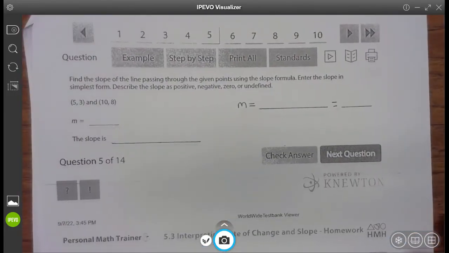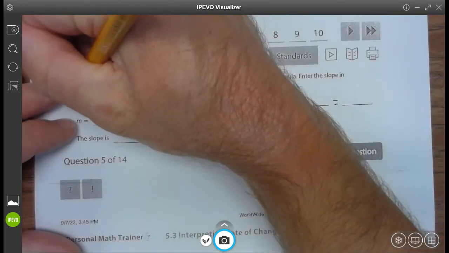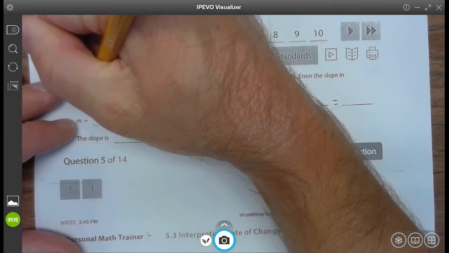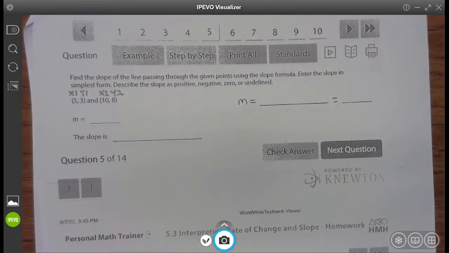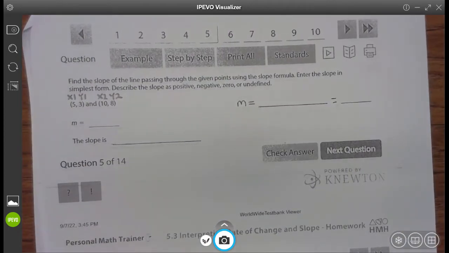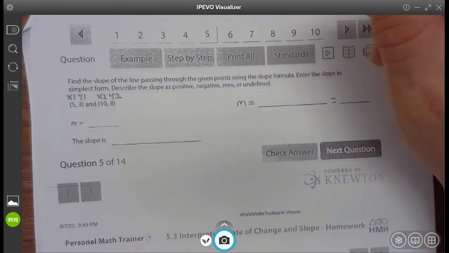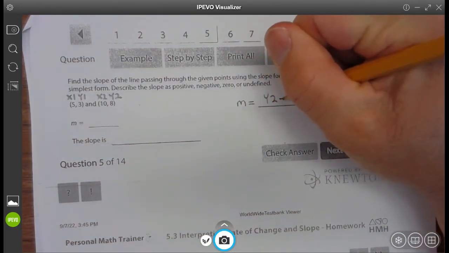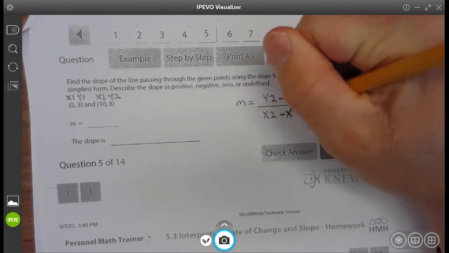All right, find the slope of the line passing through the given points using slope formula. Enter the slope in simplest form and describe the slope as positive, negative, 0, or undefined. All right, so we want to label this as x1, y1. This is x2, y2. Now, we know the slope formula is y2 minus y1 divided by x2 minus x1.